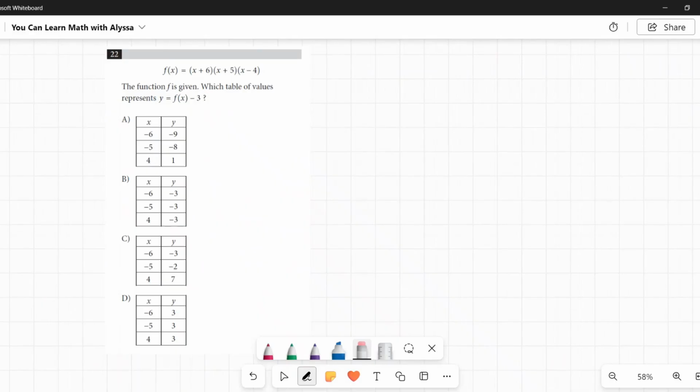Number 22, f of x equals x plus 6 times x plus 5 times x minus 4. The function f is given. Which table of values represents y equals f of x minus 3?